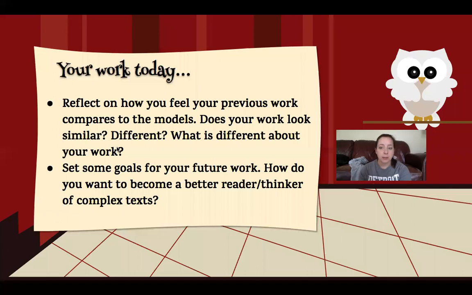So just to recap today, you are reflecting on your work. Does it compare to the proficient models that I just showed you, okay? And you're reflecting on all of the work that you've done in the past, okay? And then set some goals for your future work for the rest of this unit. How do you want to become a better reader and thinker, okay? I wanna see some complete sentences today. I want to see some really deep reflections today.